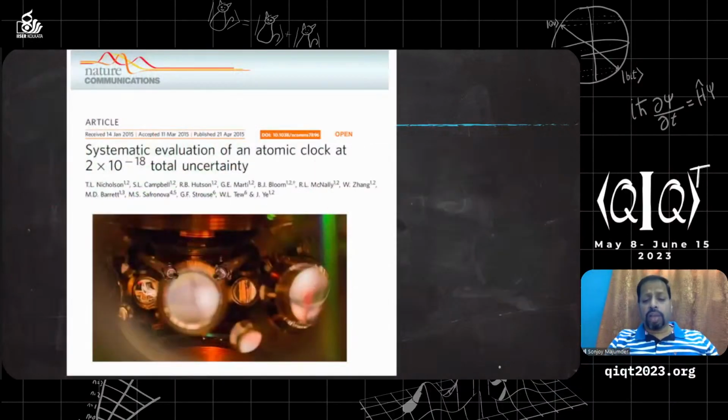These techniques of laser cooling are very well known, and there's a well-known application in the atomic clock, where nowadays we are getting very good uncertainties of the amount 2 times 10 to the power minus 18. So this may be one of the motivations to look at ultra-cold atoms, the Bose-Einstein condensate.